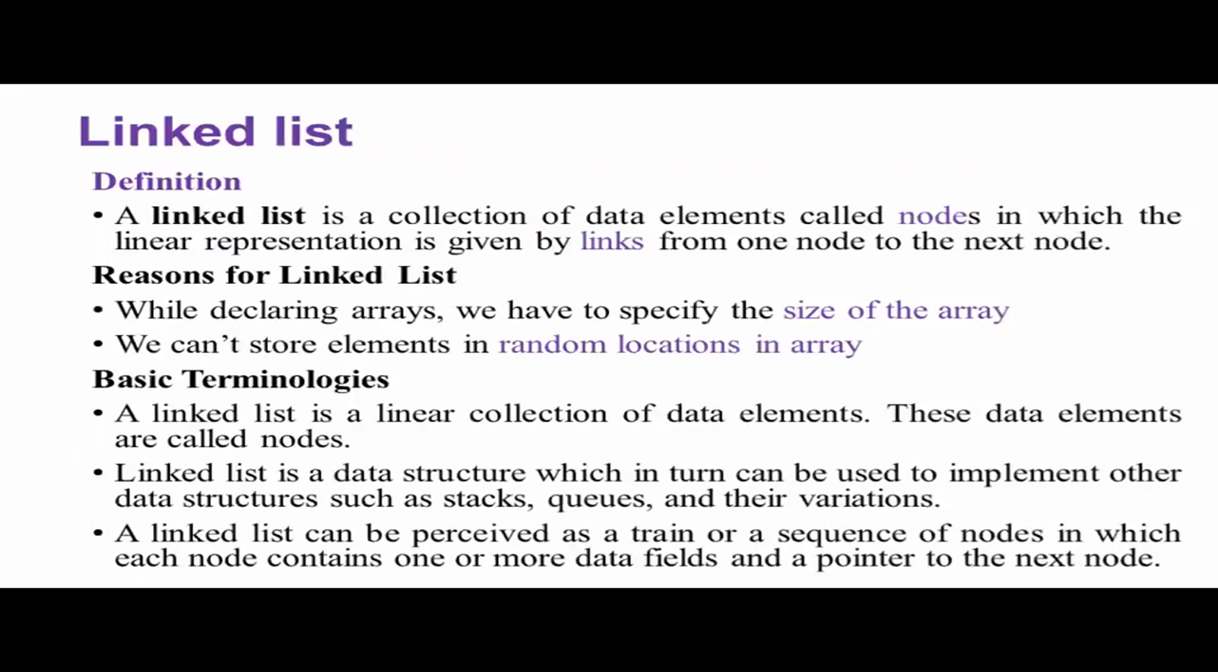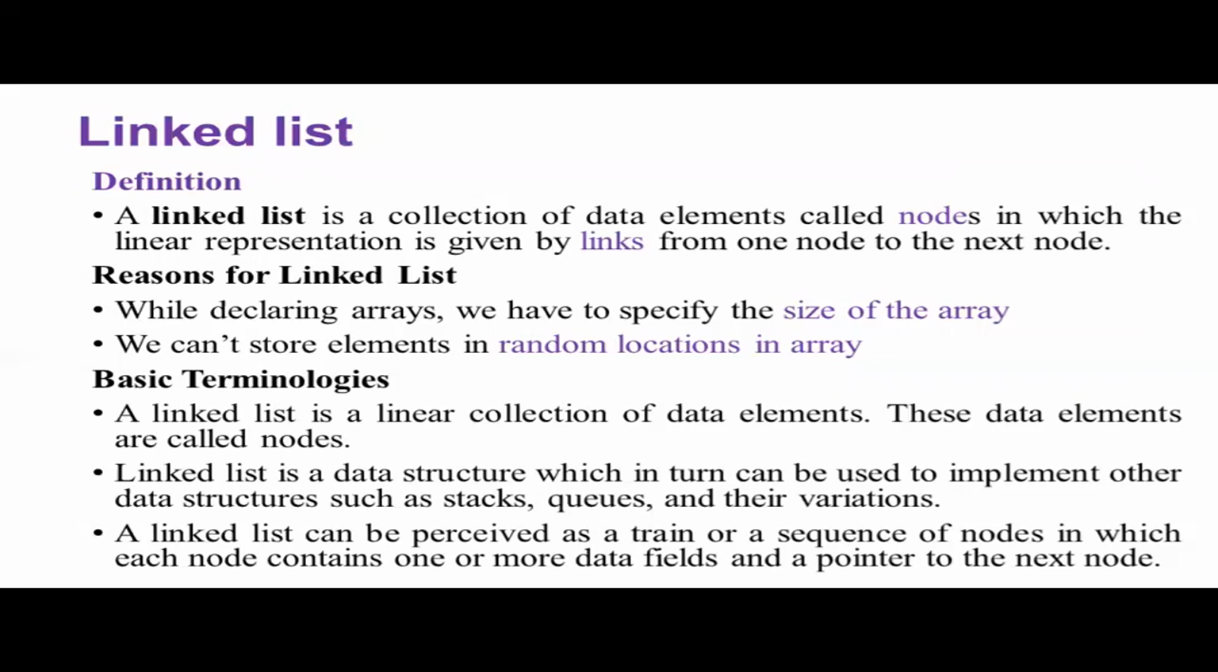So what is a linked list? It is a collection of data elements. They are called nodes and each node is linked to another node in the list. Why do we go for a linked list? We have some disadvantages in array-based implementation of list ADT. So we go for linked list implementation.